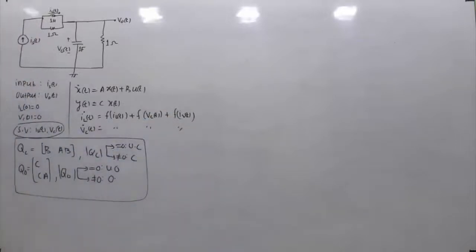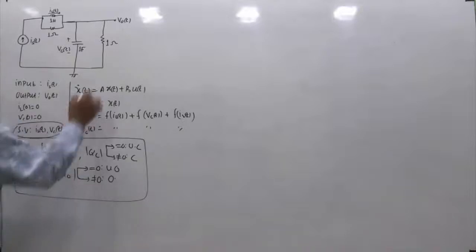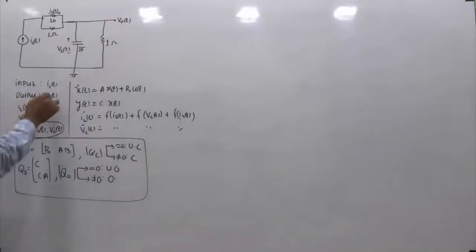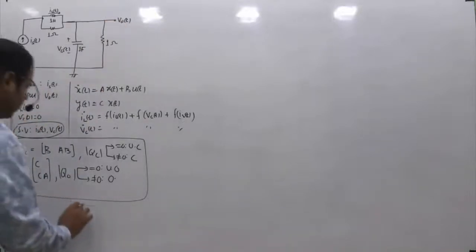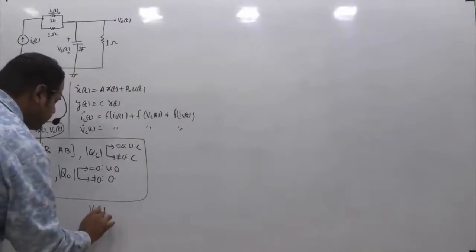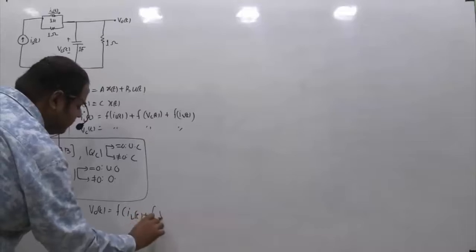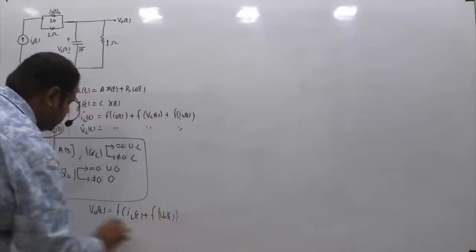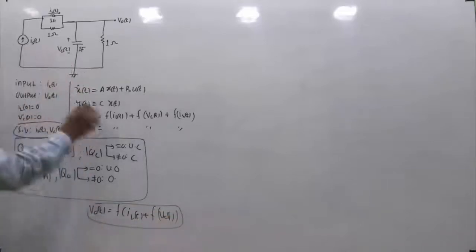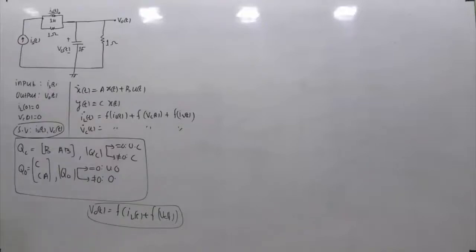From there we can extract the A matrix and B matrix, and to get the C matrix, y(t), which is V0(t) in this case, the output, we need to relate V0(t) as a function of inductor current IL(t) plus a function of VC(t). So we have to get these three equations, and that will give us the A, B, C matrices. We'll substitute them here and again find these determinants.